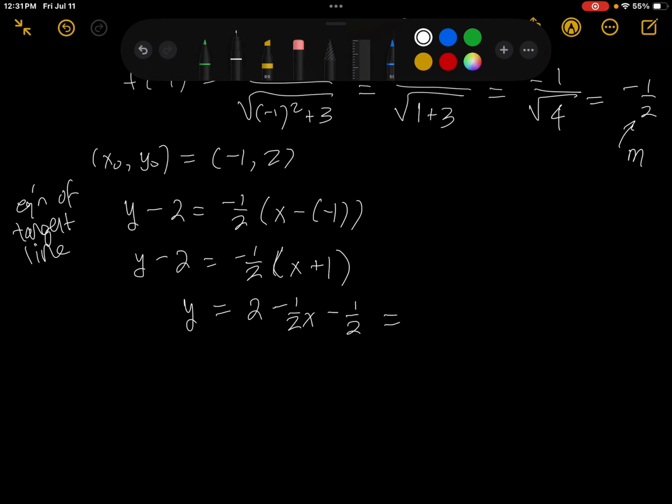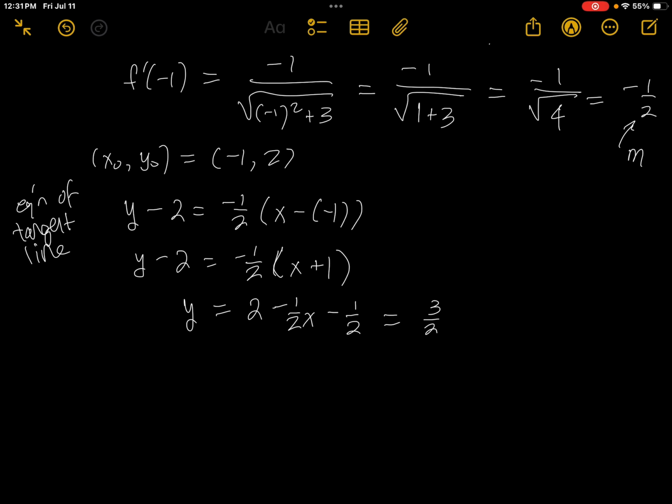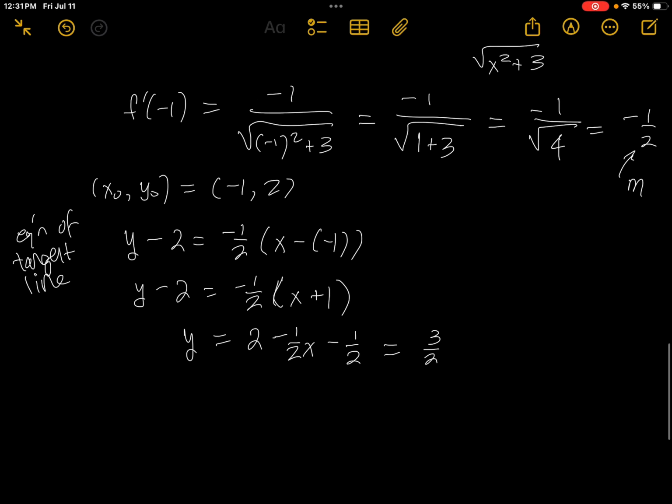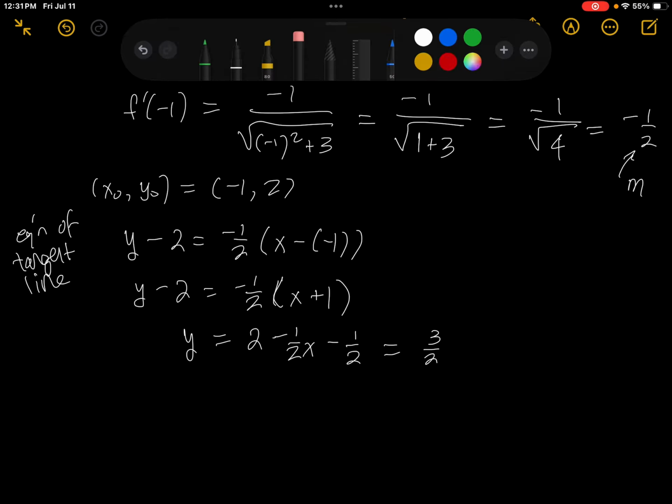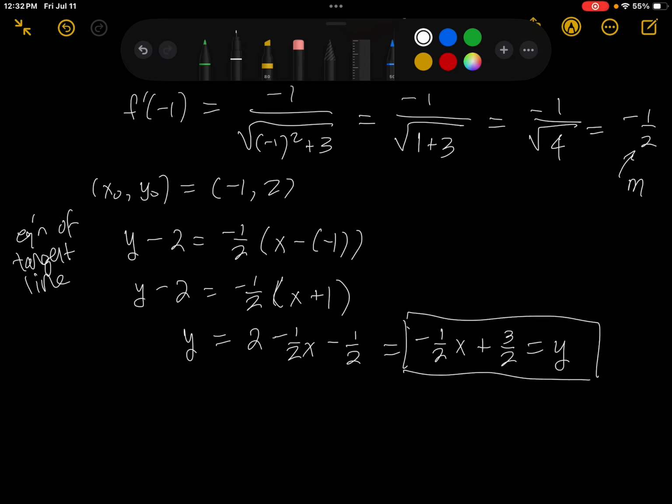So then this is going to be 2 minus 1/2 is 3 over 2, plus negative 1/2 x. So I'm actually going to write it in the mx plus b form. Negative 1/2 x plus 3 over 2 equals y. Remember, that's the equation of the line. The equation of the line is actually an equation. So if it's just negative 1/2 x plus 3 over 2, that's not correct. It needs to be y equals negative 1/2 x plus 3 over 2. That will give you an equation of a line.